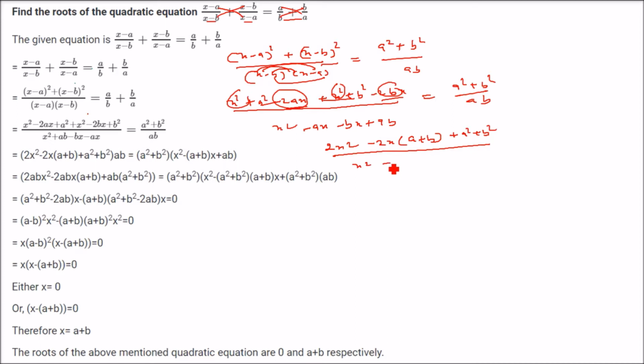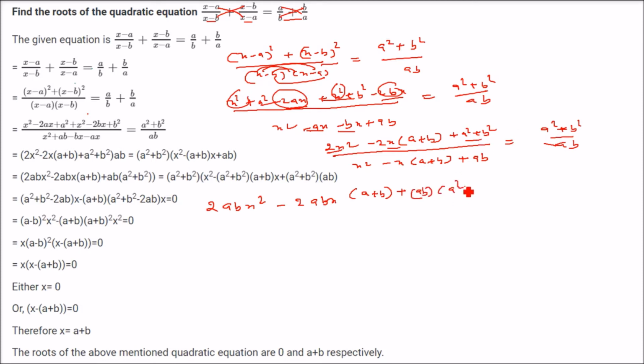In the denominator we have x square. Take ab here. Take x common here. Minus x, a plus b. I am taking minus x common from here. So a plus b plus ab equals a square plus b square by ab. Now let us multiply this with ab, multiply this with a square plus b square. So this will be 2 into abx square, means multiply each element by ab, minus 2abx a plus b, then we have ab into a square plus b square.